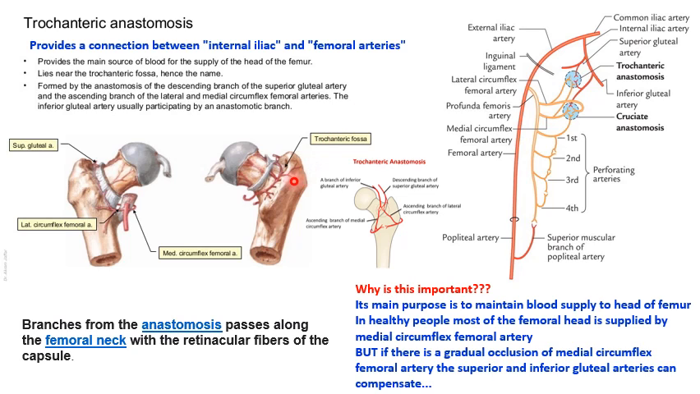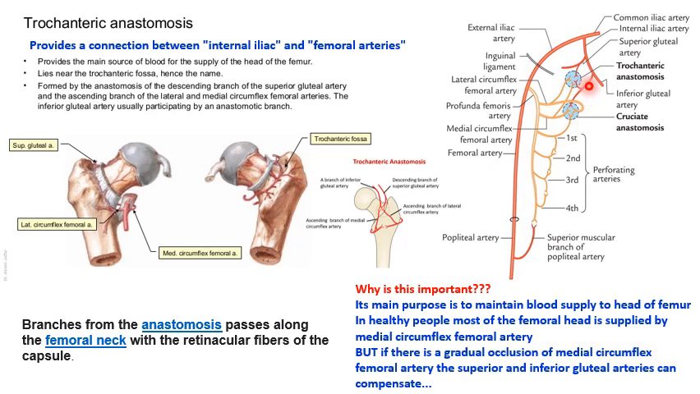Now, this anastomosis is formed by the descending branch of the superior gluteal and a branch from the inferior gluteal, and the ascending branches of both the lateral circumflex femoral and the medial circumflex femoral. All these anastomose here in the trochanteric fossa to form the trochanteric anastomosis.